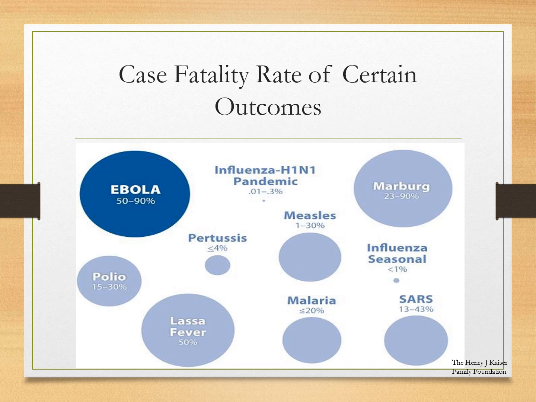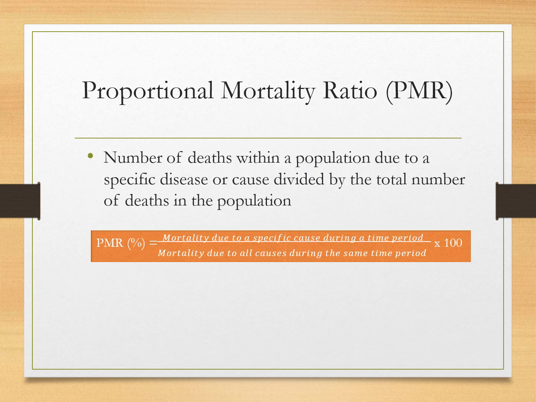Now let's dive into proportional mortality ratio, or PMR, which is a measure used to understand the burden of specific causes of death within a population. It is calculated by dividing the number of deaths attributed to a specific disease or cause by the total number of deaths in that population. This ratio provides insights into how significant a particular cause is relative to overall mortality or death.